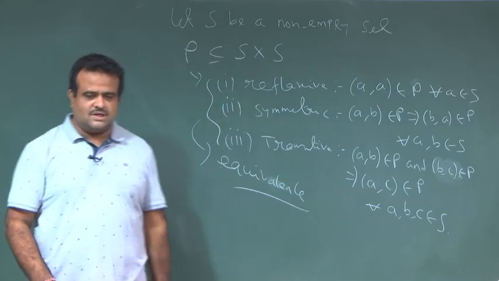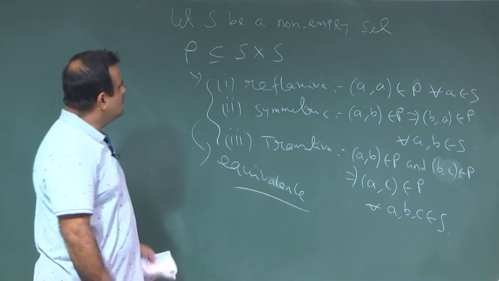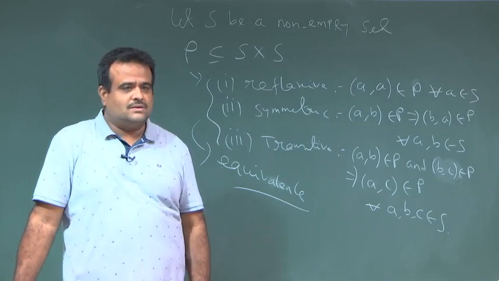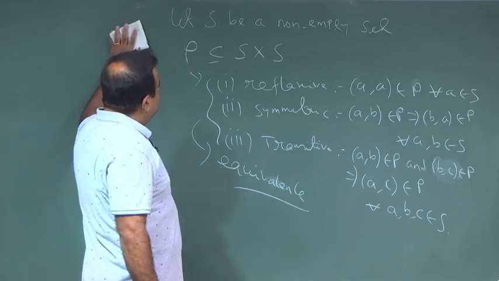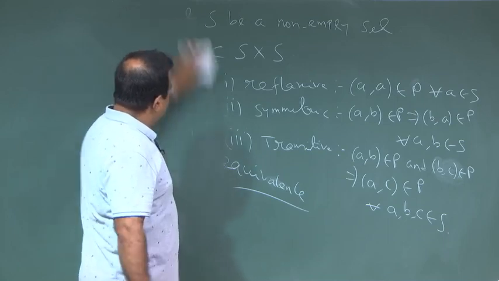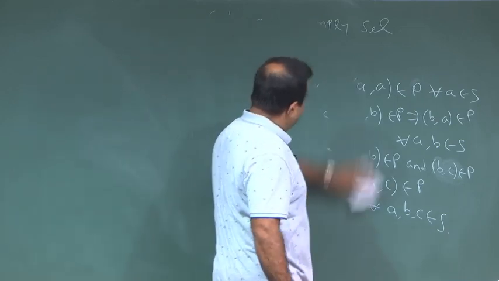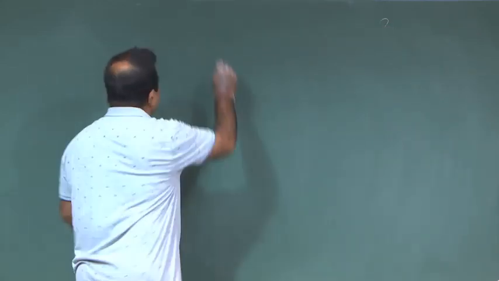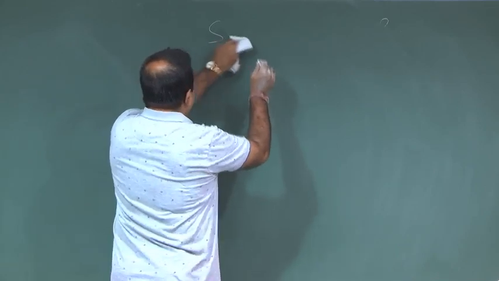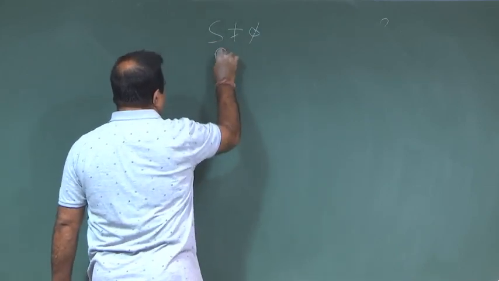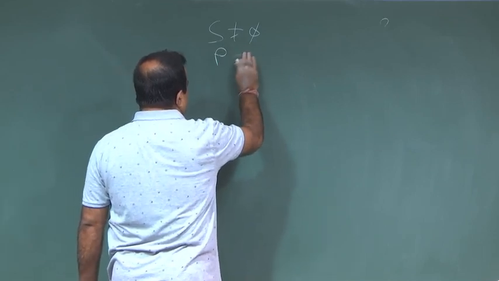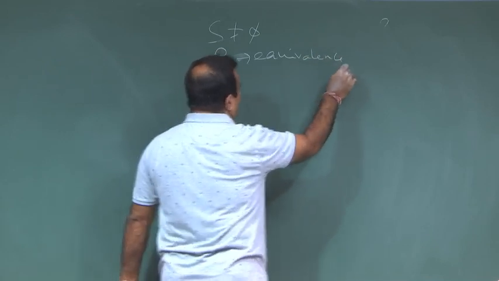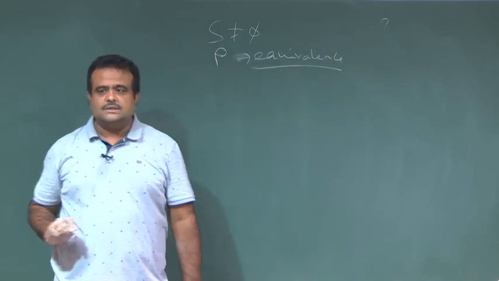Okay. So, we have discussed some examples of the equivalence relation in the last class. Now we will talk about the equivalence classes. We define the equivalence classes on this non-empty set S. So, suppose we have a set S which is non-empty, and we have an equivalence relation on this.